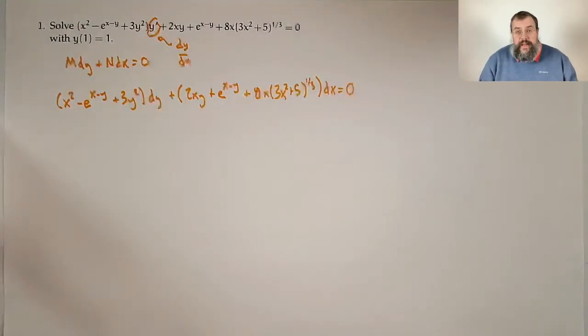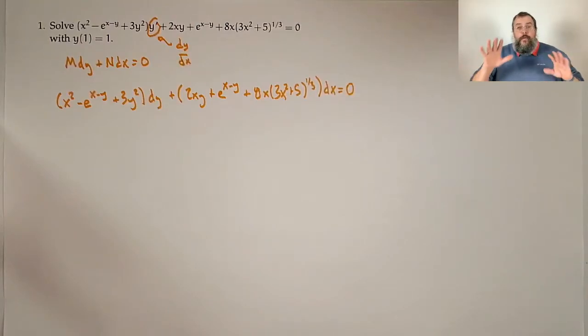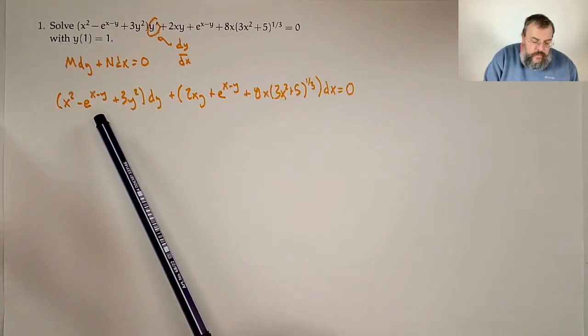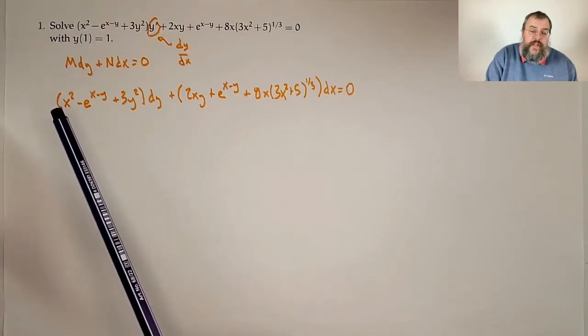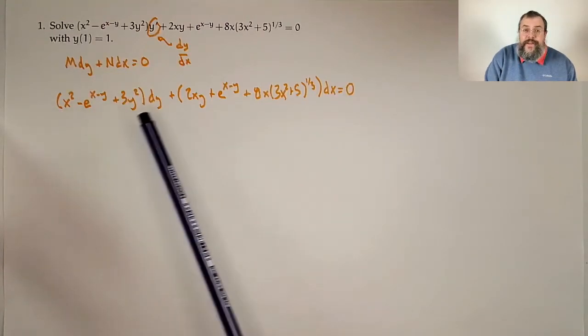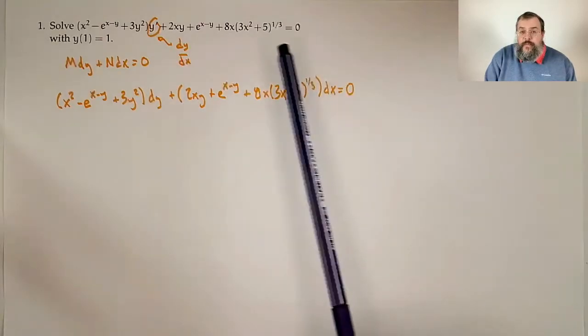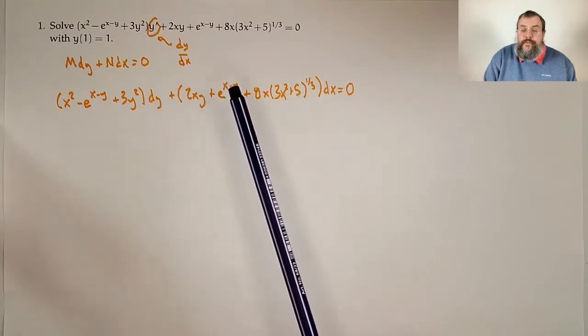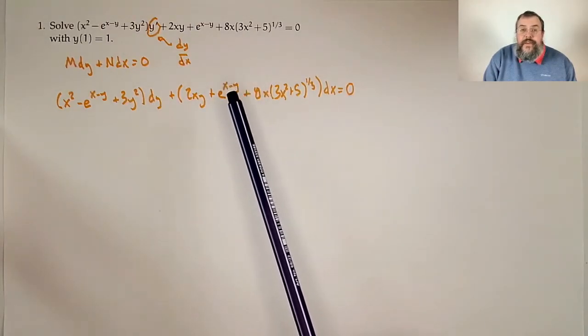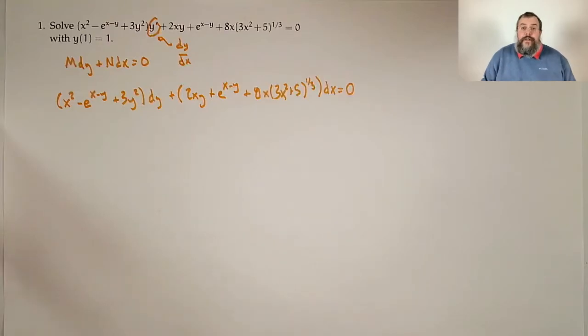Now there are some tests for exactness. If you suspect something is exact, you can test really early to see if it is, and that involves comparing what we call partial derivatives. So one way to do it is to take the partial derivative of what's in front of the dy with respect to x. If you do that, you get 2x minus e to the x minus y. And here, take the partial derivative of what's in front of the dx with respect to y. You get 2x minus e to the x minus y. And we're like, whoa, they match. Perfect, exact.